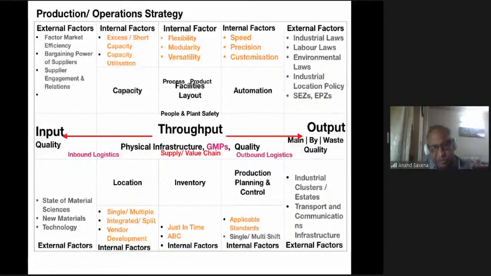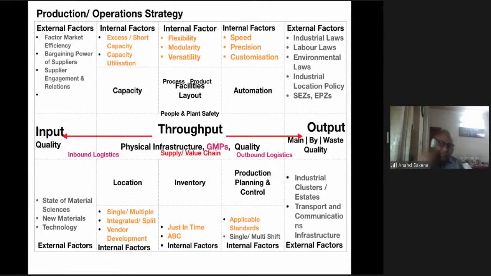Look at the capacity issue. While making capacity decisions, I'm sure you would have also seen that the long run average cost curve is also called the capacity curve, because it is made up of various SACs, short run average cost curves. These are called plant curves, right? So I may choose to be a smaller plant, I may choose to be a bigger plant, and this choice is available to me.